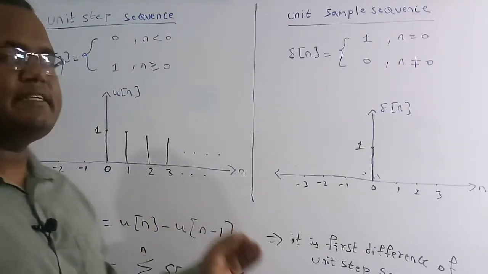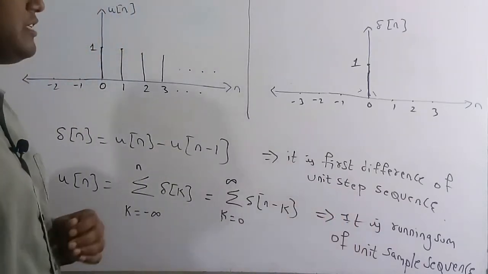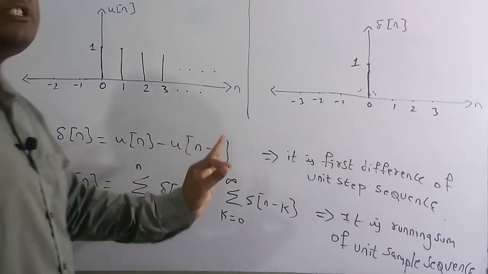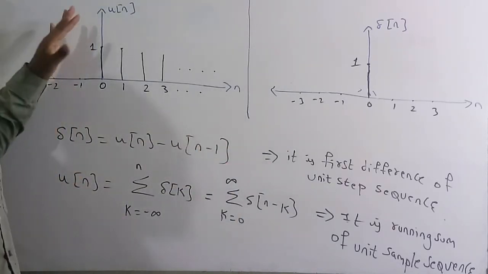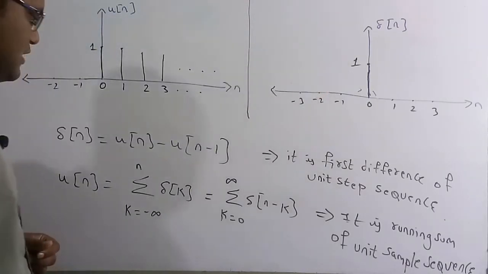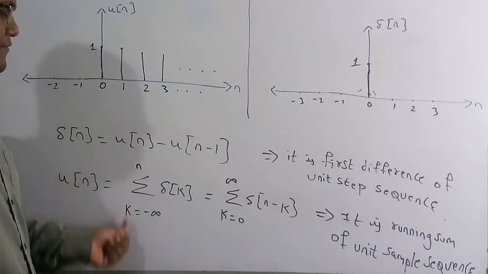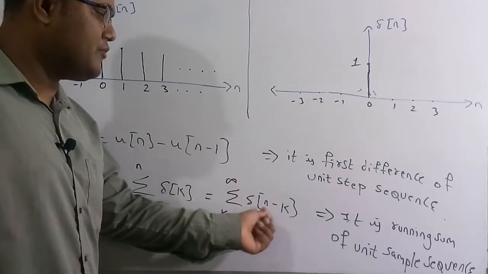So simply we can write it as the first difference of the unit step sequence. Therefore the unit sample sequence is nothing but the first difference of the unit step sequence. And similarly now I am going to write the expression of u of n in terms of delta of n. There are two expressions for this. See, u of n is equal to sigma k equals minus infinity to n delta of k, or sigma k equals 0 to infinity delta of n minus k.